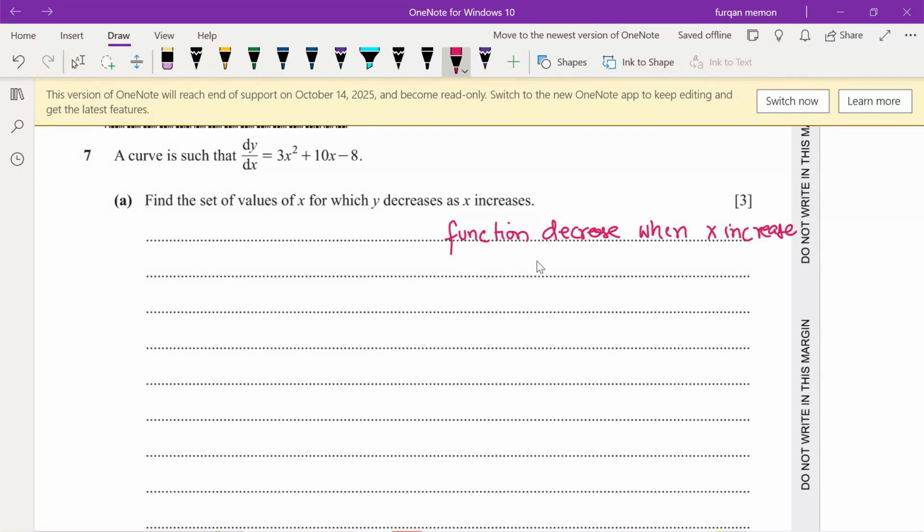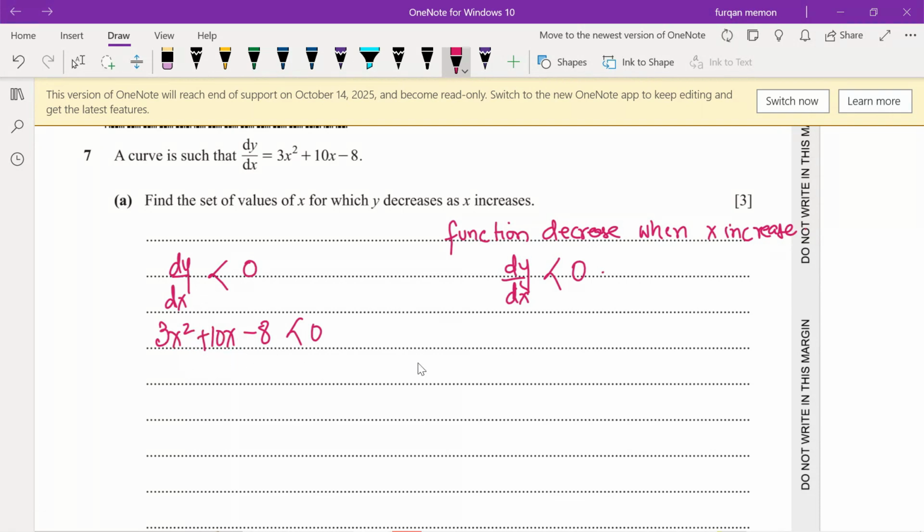So we can say that the gradient of the function is less than 0. When the gradient of y with respect to x is less than 0, it means that y is decreasing as x is increasing. So dy over dx, which is given as 3x square plus 10x minus 8, should be less than 0, and this is a quadratic inequality.